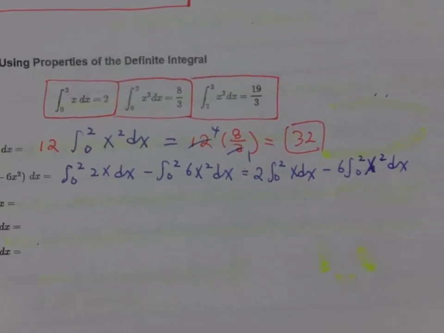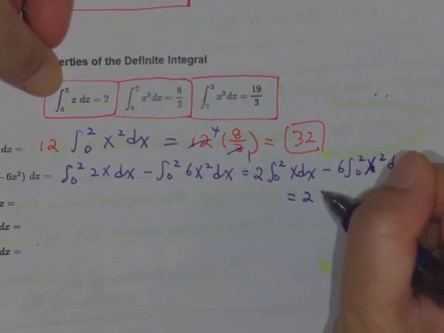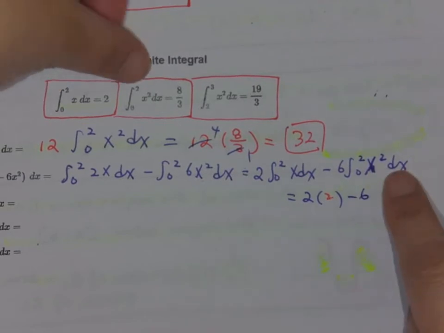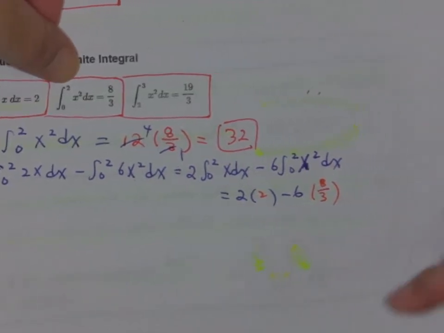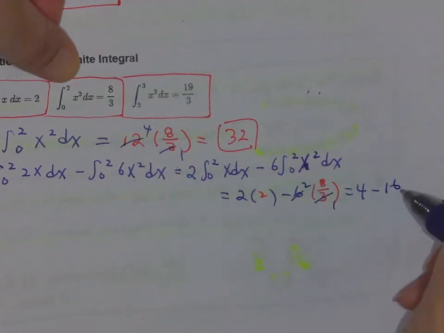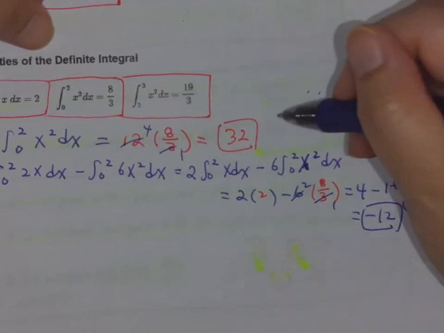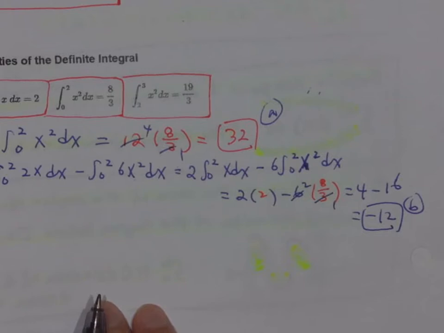Okay, so x dx from 0 to 2 is 2. So it means this is 2 times 2 minus 6 times the integral from 0 to 2 of x squared, right? So this needs to be multiplied by 8 over 3. So that would give me 4 minus 3 times 2, that's 16. So together it is negative 12. So that's for B. Okay, hope that makes sense. Okay, when you're ready, move on to C.